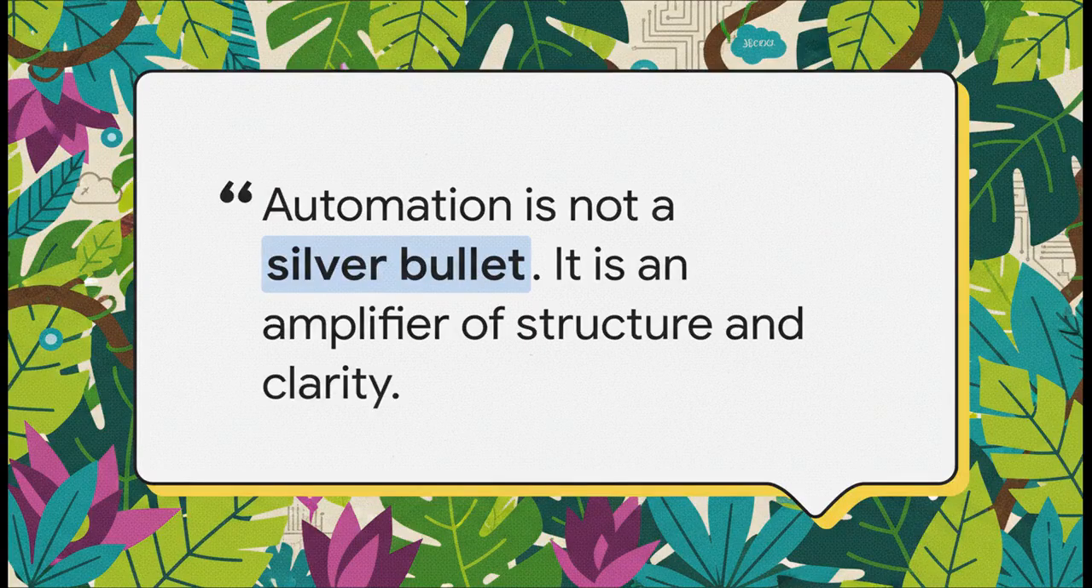And this quote just hits the nail on the head. Automation is not a silver bullet. It is an amplifier of structure and clarity. It really doesn't fix a messy process. If your strategy is all over the place, automation is just going to make that chaos bigger. But if you have a clear, solid plan, automation will amplify that. And that's when you become incredibly effective.